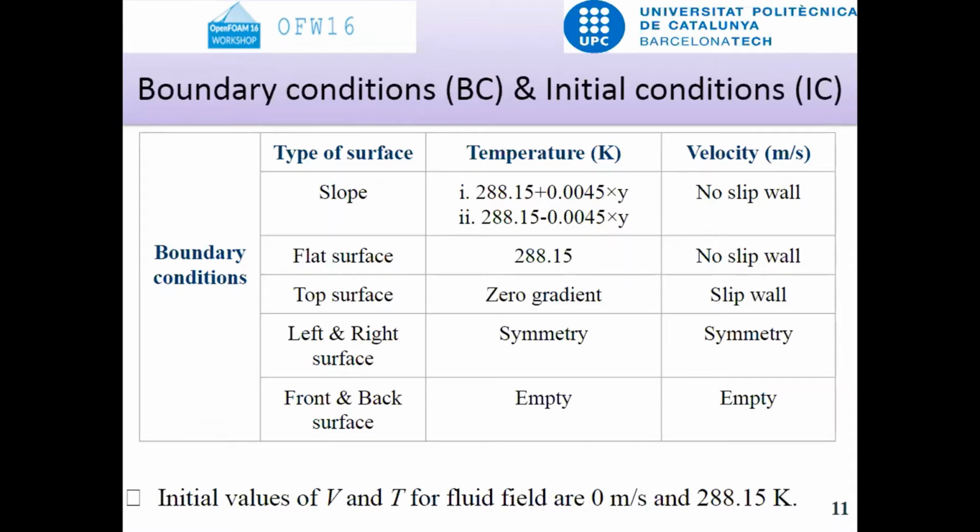Basically, in order to simulate the anabatic flow, which is upslope flow, I have used a temperature boundary condition where it is 288.15 plus the lapse rate, 0.0045 into the height of the slope. Okay, so this is one thing. In the internal field I have used 288.15, and on the flat surface I have used 288.15. These boundary conditions were used to simulate the katabatic or the downslope flow, so I have taken the negative sign.